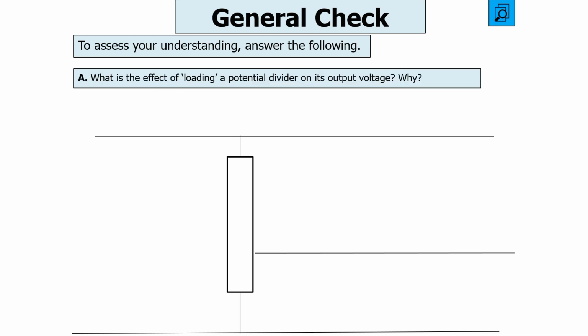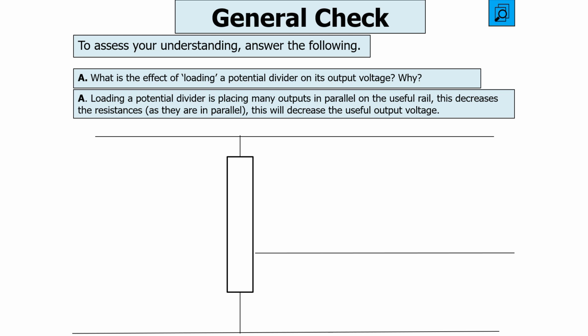The next question says, what is the effect of loading a potential divider on its output voltage and why? So pause the video now, then unpause the video when you want to go through your answer. Well, loading a potential divider is placing many outputs in parallel on the useful rail of the potential divider. So this will decrease the resistance of the outputs as they're in parallel, so will decrease the useful output voltage.